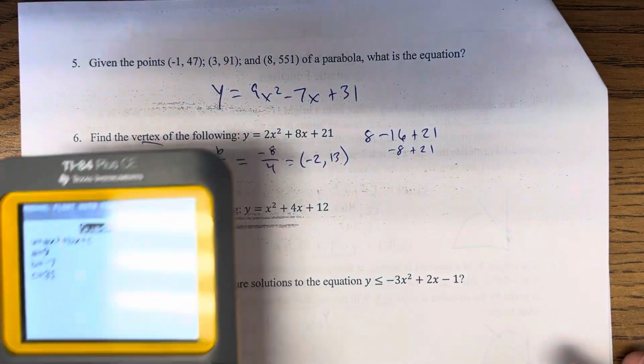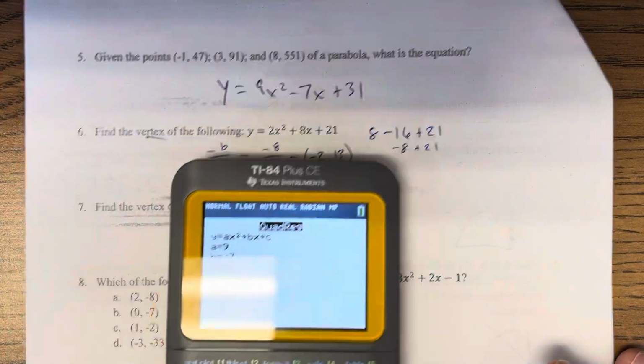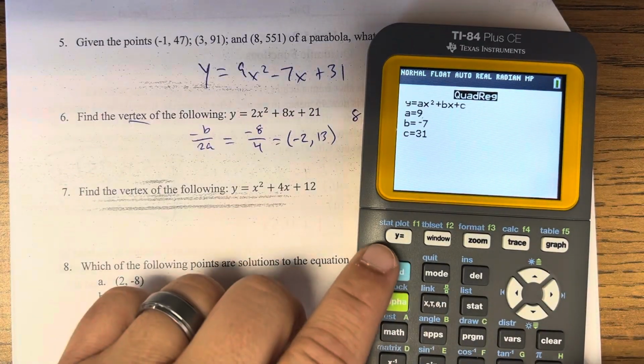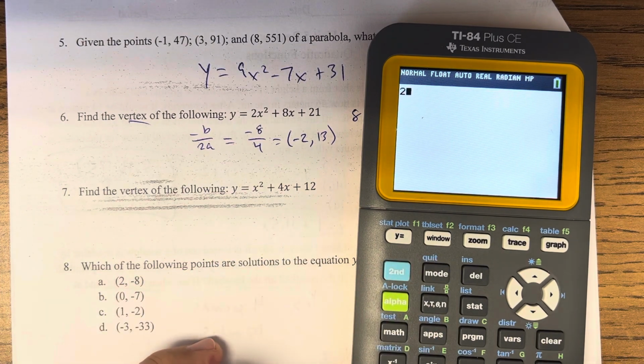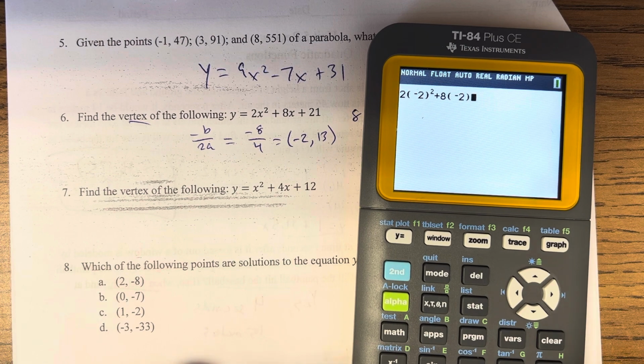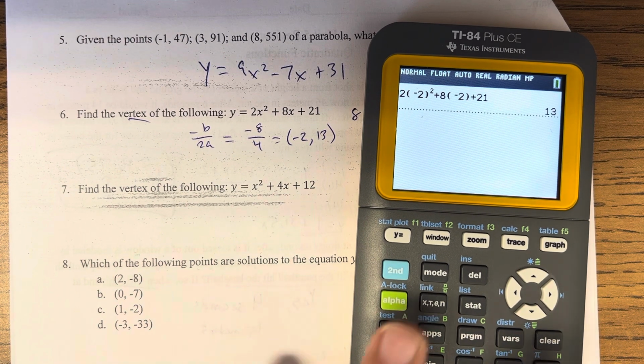And we could check that in the calculator just to make sure we did it correctly. If I were to plug in that negative 2, negative 2 squared plus 8 times negative 2 plus 21. We got it correct.